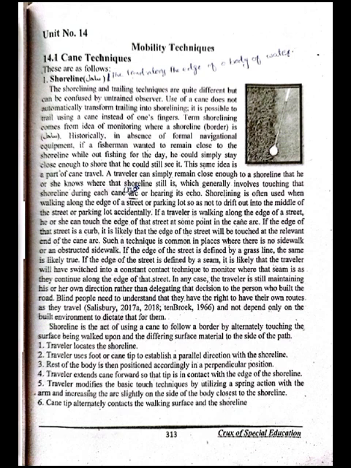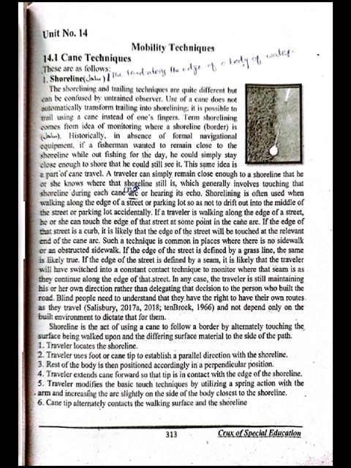Shorelining is the act of using a cane to follow a border by alternately touching the surface being walked upon and the differing surface material to the side of the path. Number 1, the traveler locates the shoreline. Number 2, the traveler uses foot or cane tip to establish a parallel direction with the shoreline. Number 3, the rest of the body is then positioned accordingly in a perpendicular position.